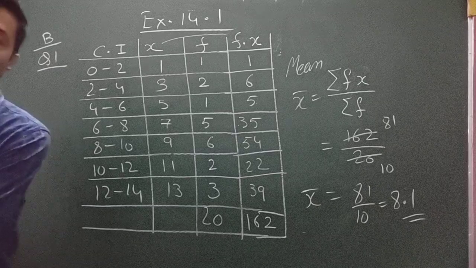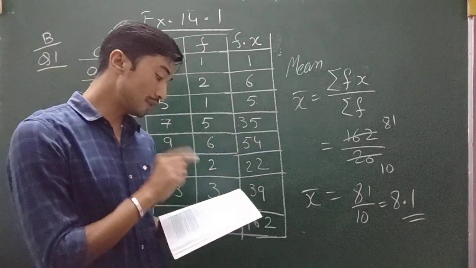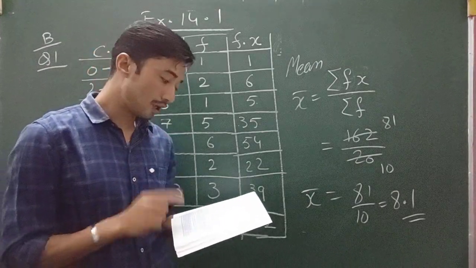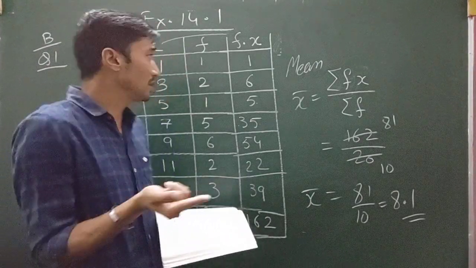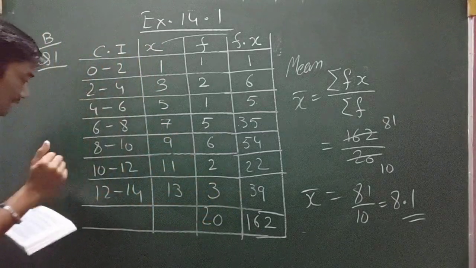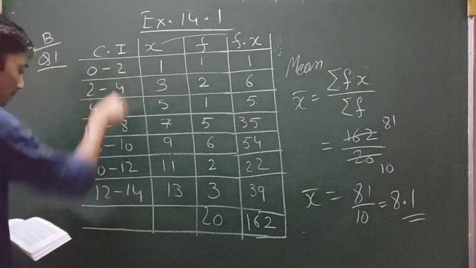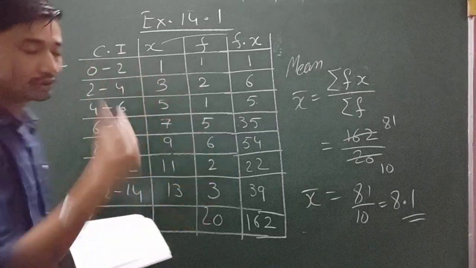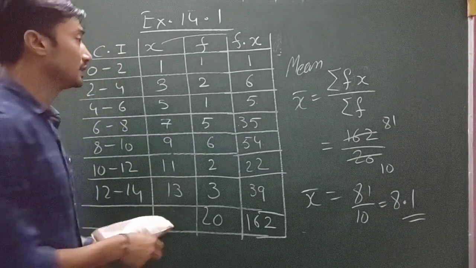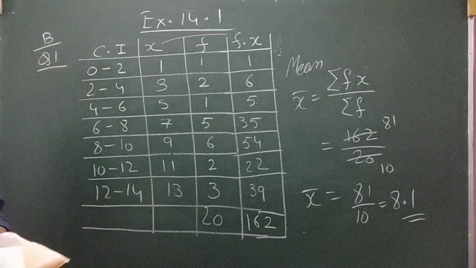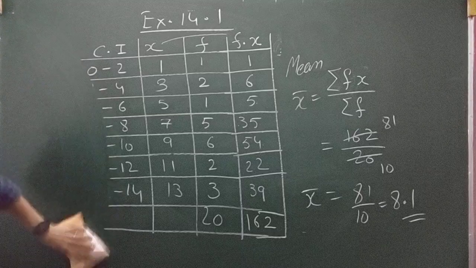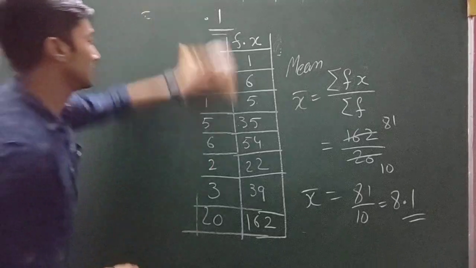Alright, after that the question is asking which method did you use? Our answer is we used the direct method here. Why? Because the population is small, total population also 0 to 14 only. So that's why I used the direct method, simple as that. So this is how you will be doing it using the direct method. I'm going to wrap it up now. You can pause the video if you have not written.